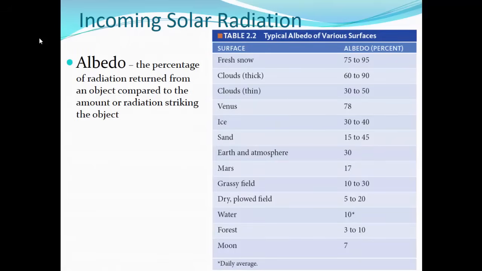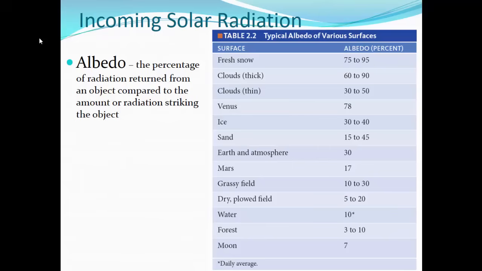All right, that reflection in the atmosphere is known as albedo. Albedo is the percentage of radiation returned from an object compared to the amount of radiation striking the object. Different substances have more and less albedo. Fresh snow, freshly fallen, crisp white snow reflects up to 95% of the sun's, that is, incoming solar radiation. So it's cold to have snow, but if you have fresh snow, it makes it even colder because most of the sunlight is reflected back to space.